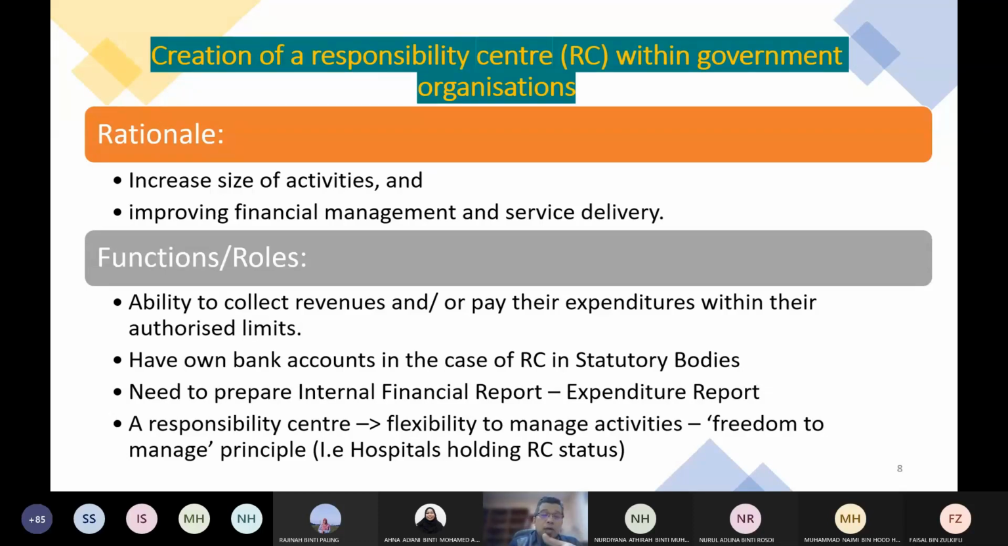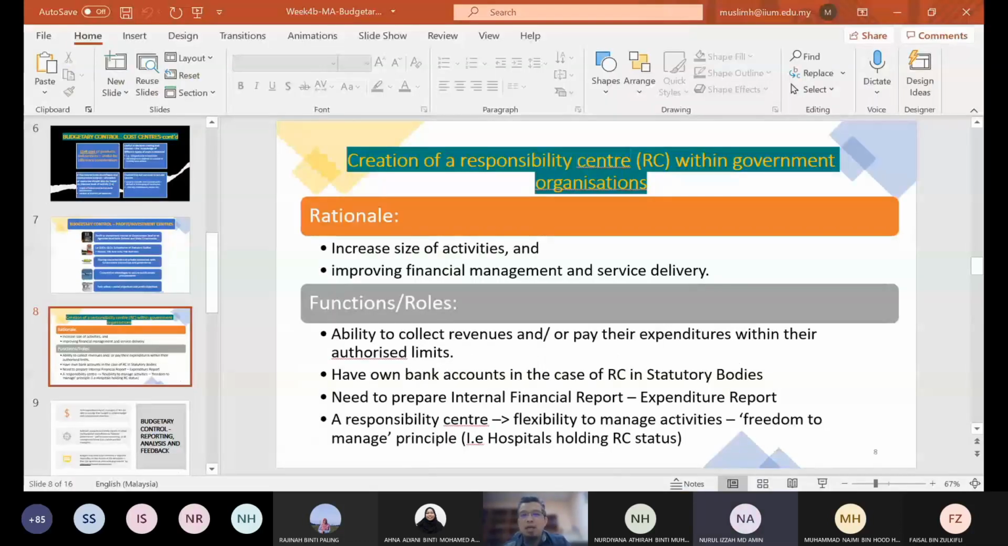You as a person are a responsibility center by yourself. Are you not? Are you a responsibility center? Imagine, why am I saying that? Because you receive a budget as a student. Either you receive a scholarship, you receive PTPTN money, or you receive money from your parents, correct? Is this question relevant to you, or are all of you self-financing? No, sir. Okay.